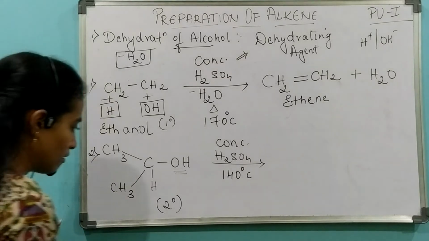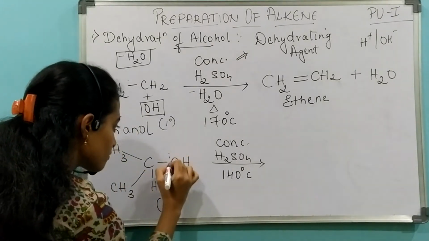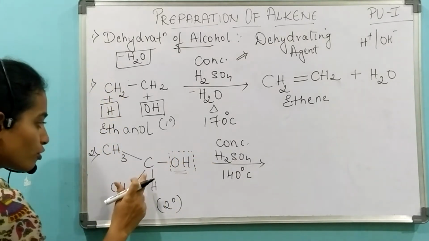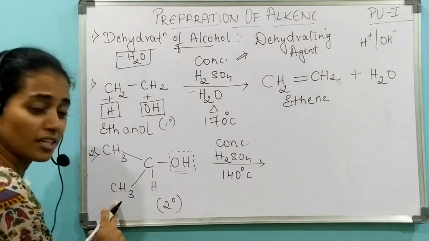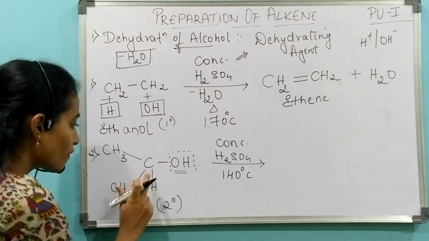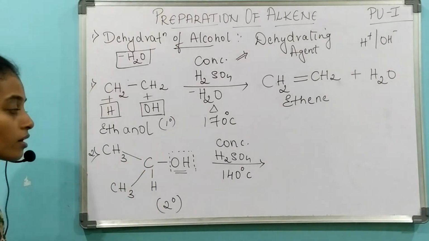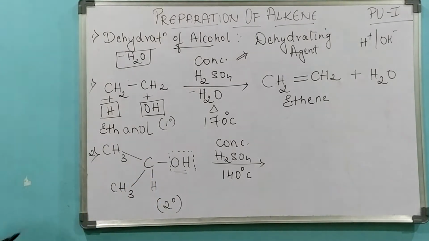So what happens again here now? See, from this carbon you will be removing an OH minus. And from the adjacent carbons you have to remove the hydrogen, that is H plus. Do not remove the hydrogen from the same carbon. Only remove OH minus from this carbon, and from the next you have to remove the hydrogen.